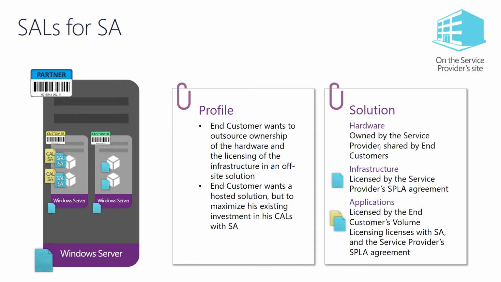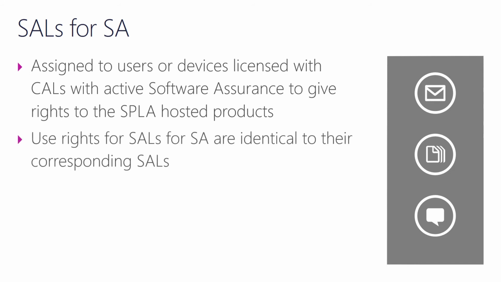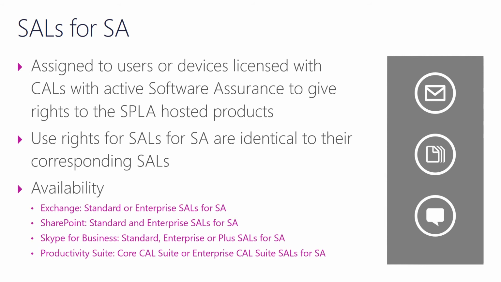So let's just get some detail on these SALs for SA. As we saw, these licenses are for end customers with software assurance who have active SA on their client access licenses and want to use the corresponding products in a SPLA hosted environment. They don't need to pay for a full SAL, they're eligible for these additional licenses, which is a very cost-effective solution. The use rights of these SALs for SA are identical to the corresponding SAL, and this is the list of licenses that are available.